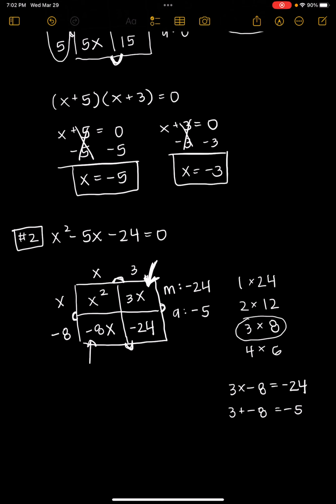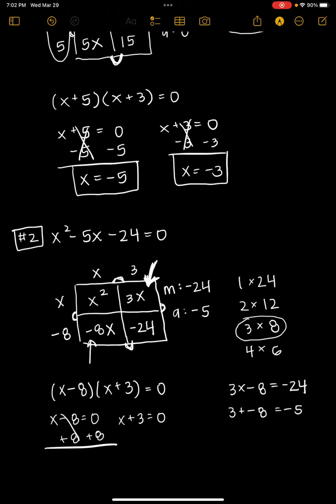So now I can rewrite this equation in factored form as x minus 8 from the side and x plus 3 from the top. And then that's equal to 0. Now that we've factored it, we can set each of those things equal to 0. So x minus 8 is equal to 0, x plus 3 is equal to 0, and solve both of those. To solve the x minus 8, I'm going to add 8 to both sides. I end up with x is equal to 8. And then to solve the x plus 3, I'm going to subtract 3 from each side. The 3's cancel out, I get x is equal to negative 3. And here are my two solutions.